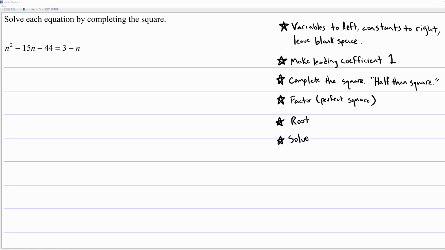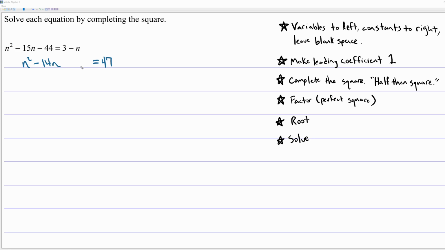So the first step says move the variables to the left, the constants to the right, and leave a blank space. This is really just a preliminary step getting ready for the main part of completing the square. So I'm going to leave the n squared where it is. I'm going to move this negative n to the left hand side. I already have a negative 15n. I'm adding a plus 1n, so that's minus 14n. And then I'm going to add a positive 44 to both sides, so that's 44 plus 3 is 47.